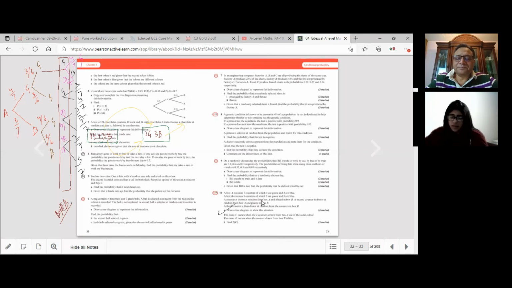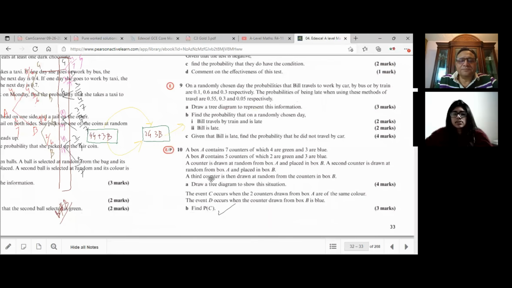Correct? Wait, so is that it with the tree diagram? You're not going to talk about it going back into A? No, this is the question, right? Yeah. Can you please zoom in and read the question once again? You know, it talked about a third counter. Yeah, we did, right? A third counter is then drawn. Oh, yeah, that was the third counter.